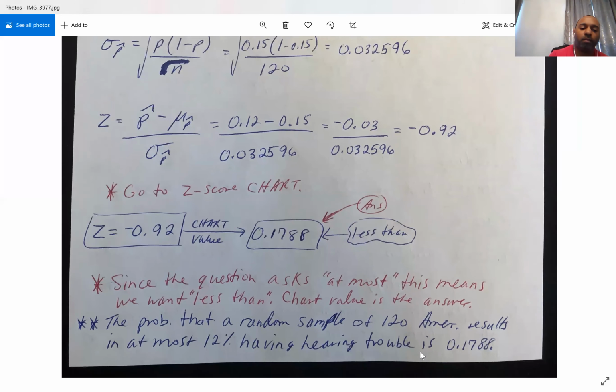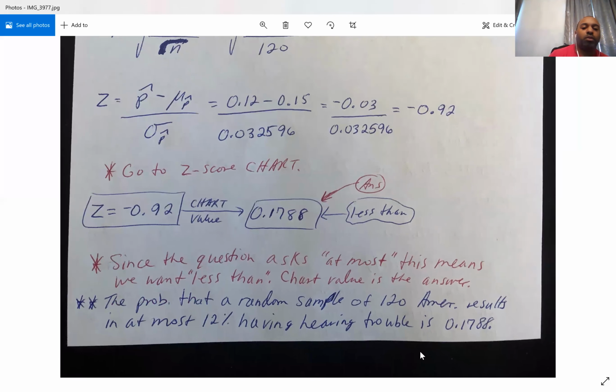So the probability that a random sample of 120 Americans results in at most 12% having hearing trouble, it's going to be 0.1788.